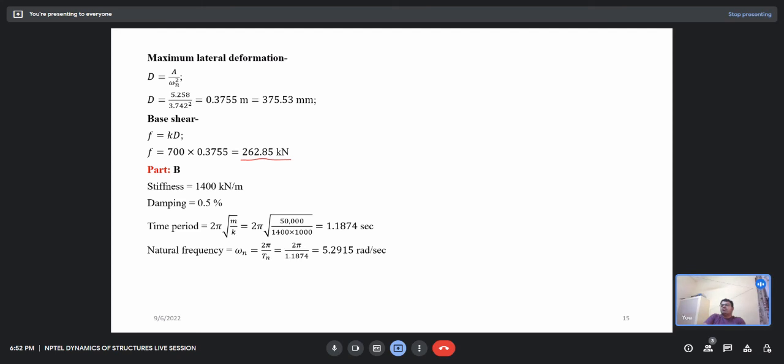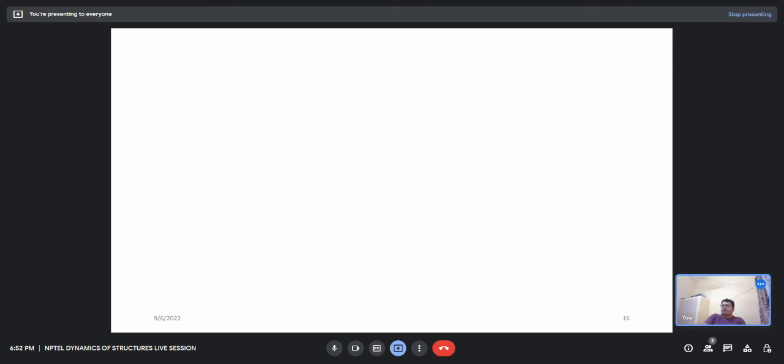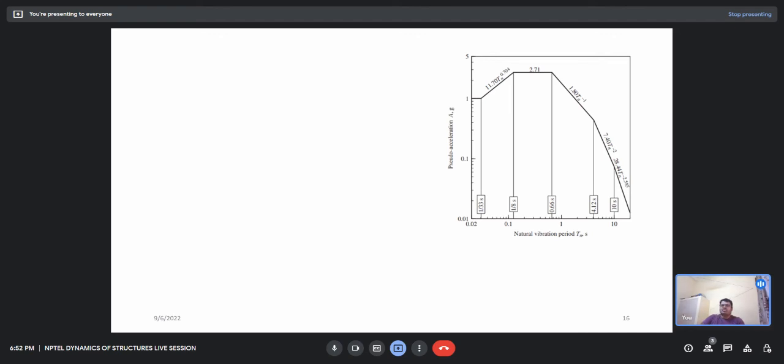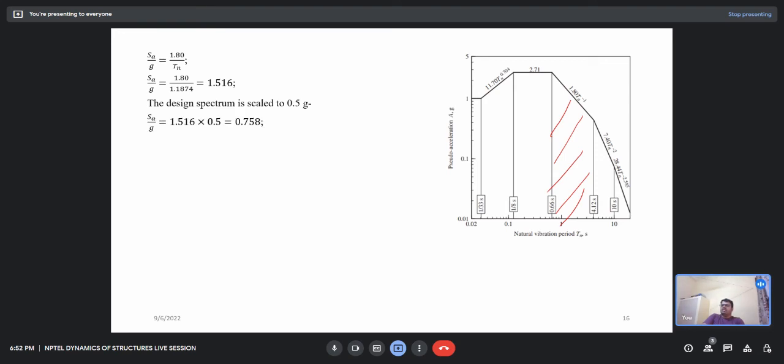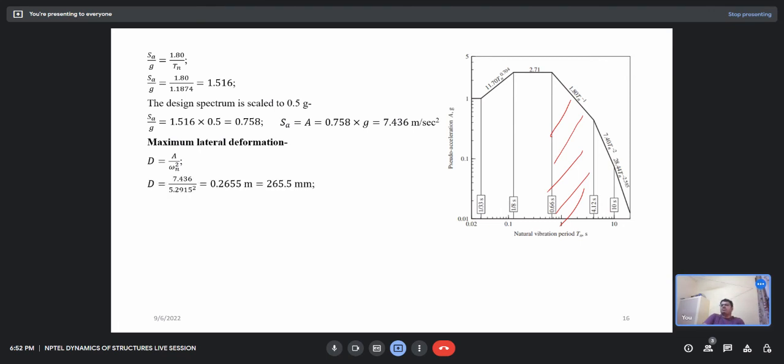From that Tn of 1.1874, the response spectrum is the same, it also lies in this range, 1.8 divided by Tn. So your SA by g becomes 1.516. Now the design spectrum is scaled to 0.5 g, so SA by g becomes 0.758. So the spectral acceleration is 0.758 into g, that is 7.436. The maximum lateral deformation is D equal to A by omega n square.